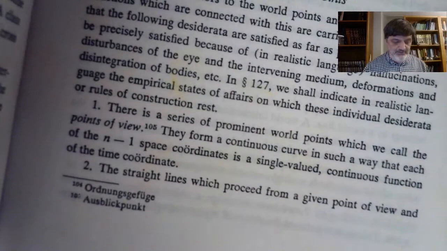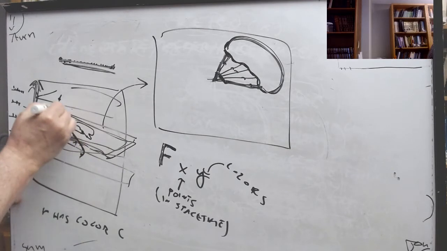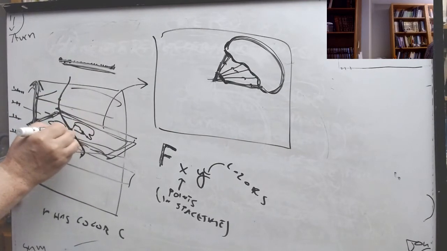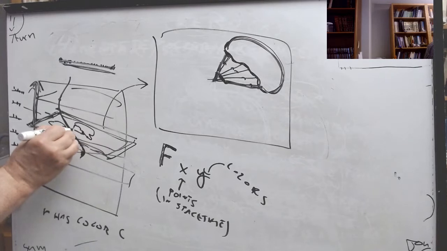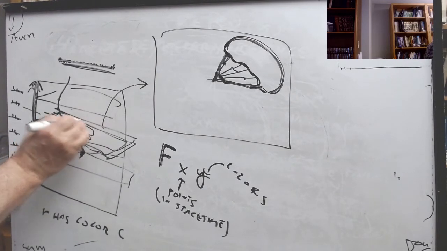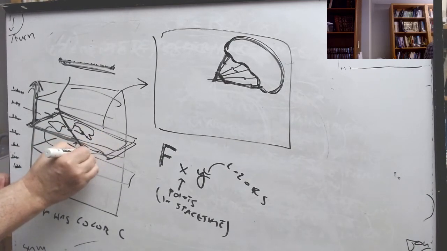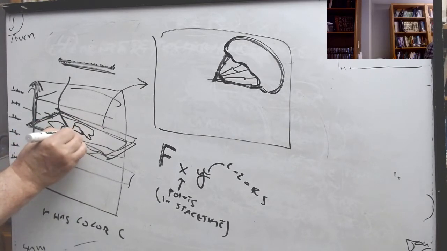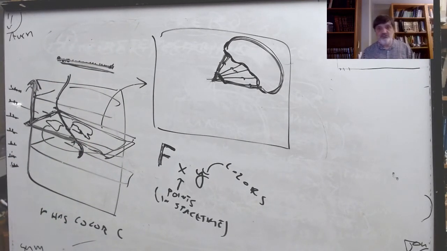Right, so that was this line that I drew here. In this case, n is 3, and there are two spatial coordinates. So at every time, the point of view has two coordinates that say where it is in this plane. And the criterion is that these points called the points of view should lie along a continuous curve, which just means that as you go from one time to the next, the point of view doesn't suddenly jump from one place to another.